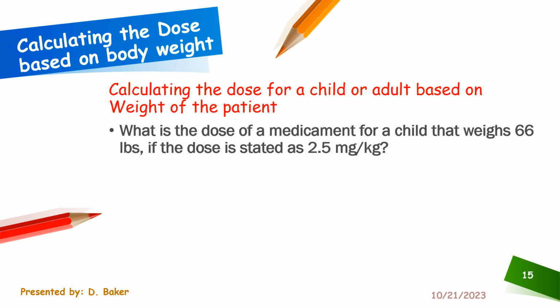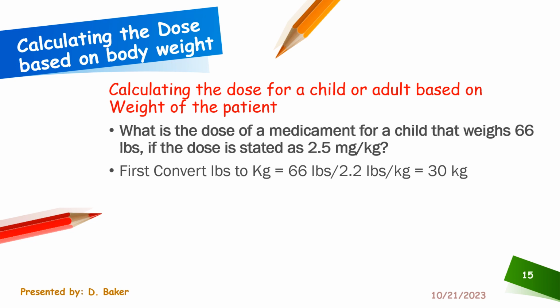Now for another practice example. What is the dose of a medicament for a child that weighs 66 pounds if the dose is stated as 2.5 milligrams per kilogram? So first we convert pounds to kilograms. The conversion here is 2.2 pounds equal 1 kilogram. So the weight of the child is 30 kilograms.